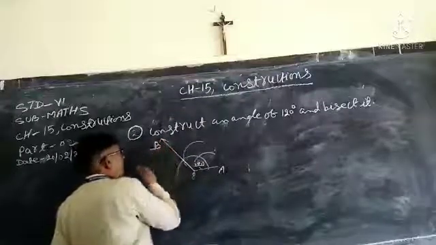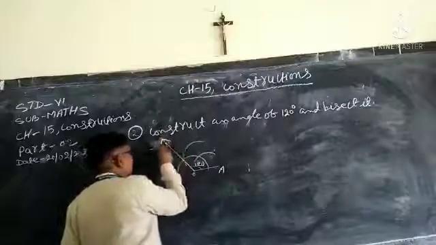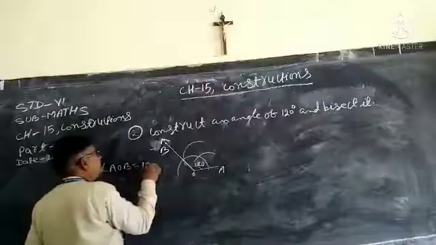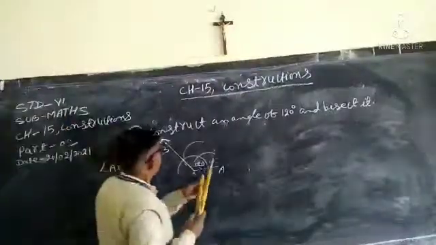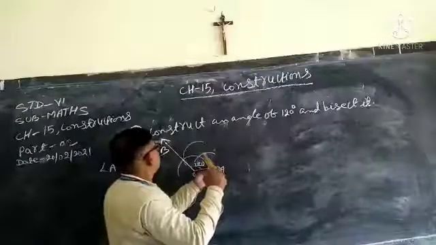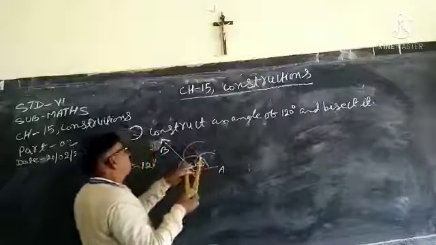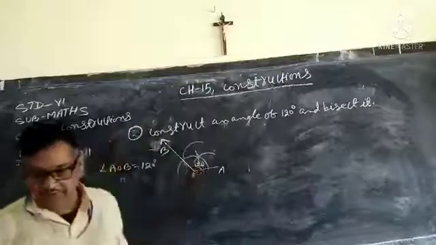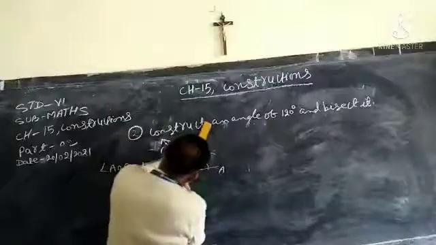AOB. Point B is there. Angle AOB is equal to 120 degrees. Now what will we do? Now bisect it. From the initial point where we have taken, cut once more, and where this one is going to meet, cut again. So this angle is 60 degrees.